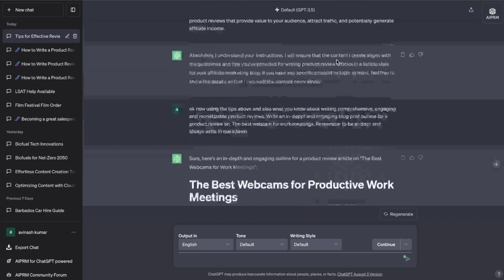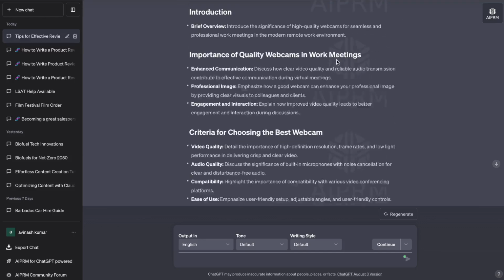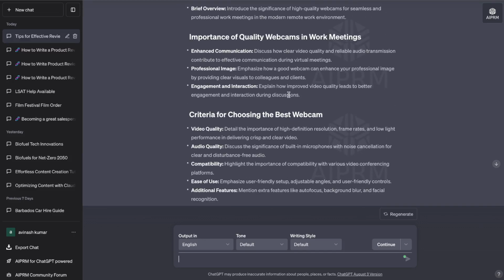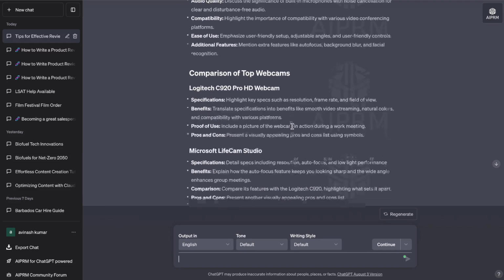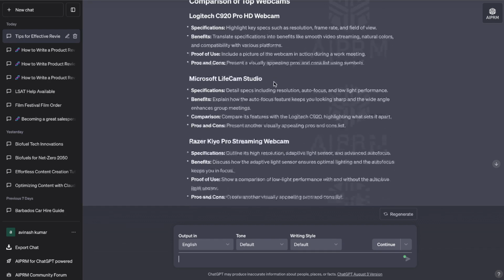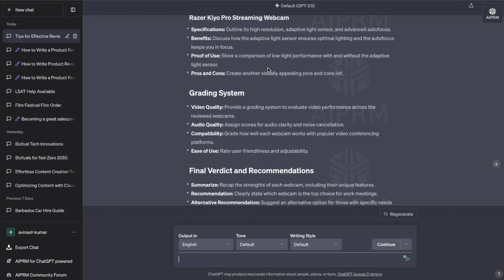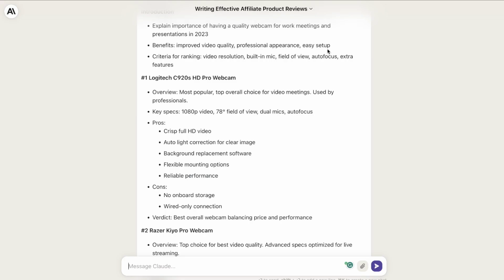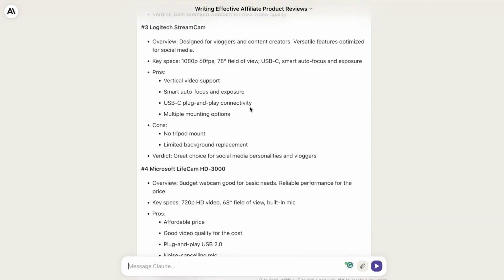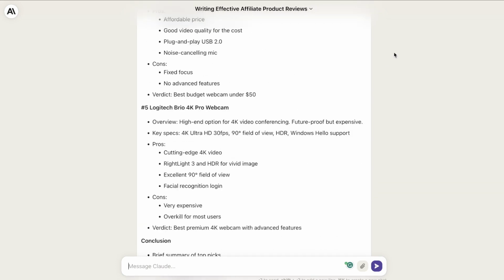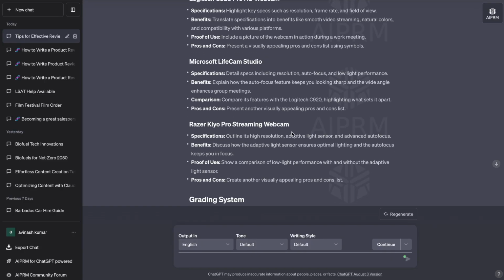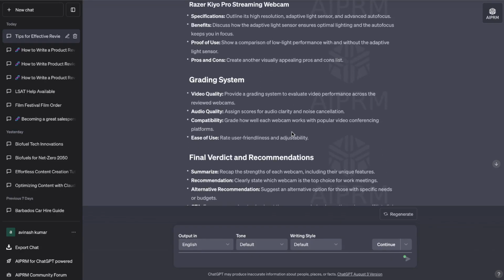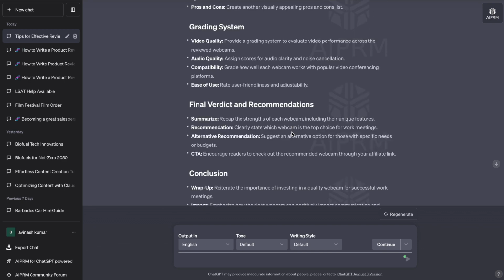So let's go ahead and take a look at the output that we got back from GPT 3.5. Intro, importance of quality webcams, criteria for choosing the best webcam, comparison of top webcams. So there's about 3 different comparisons here, while we had about, I think about 4 here, or 5 actually. So we get more products on Claude compared to ChatGPT, but it seems as though we get more additional information from ChatGPT compared to Claude.